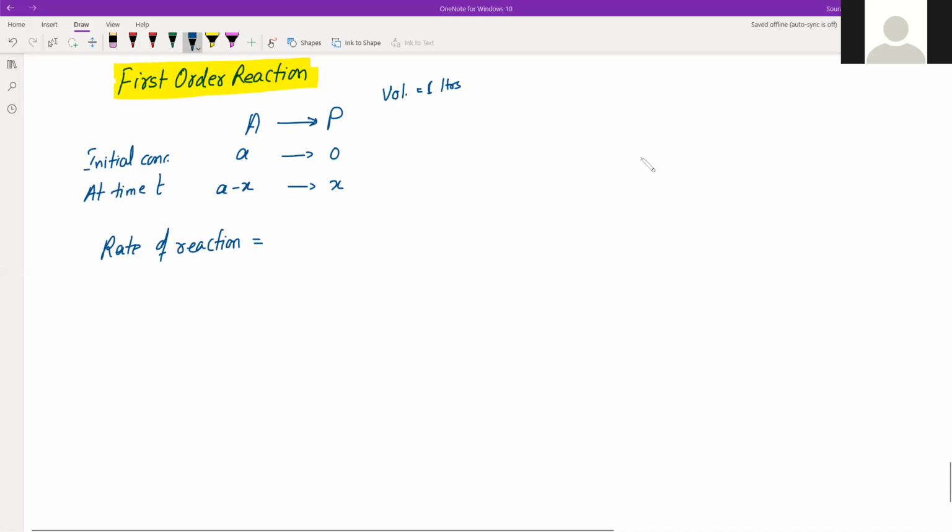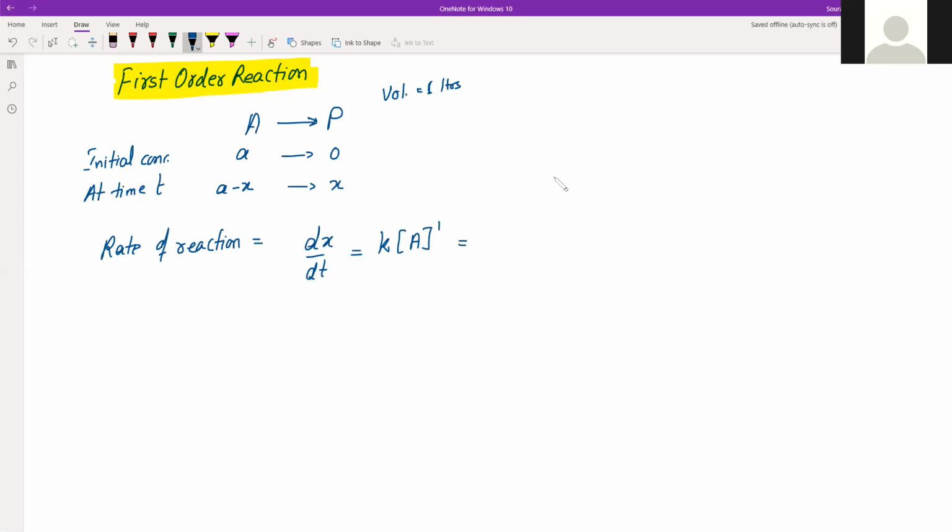So the rate of reaction is nothing but the rate of formation of products or the rate of disappearance of reactants. So at this moment, the product which is formed is x moles, and it is formed in t time. So we'll say that this is equal to dx divided by dt, or dx by dt. Now, because that is the rate, as per rate law, the rate should be equal to k into the concentration of A to the power 1, because it is a first order reaction. So maximum power can be only 1.